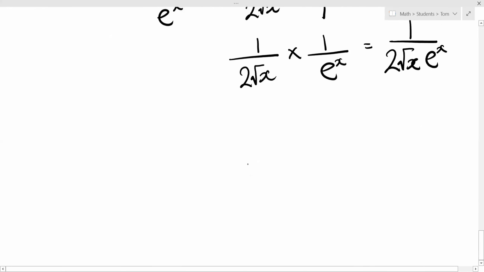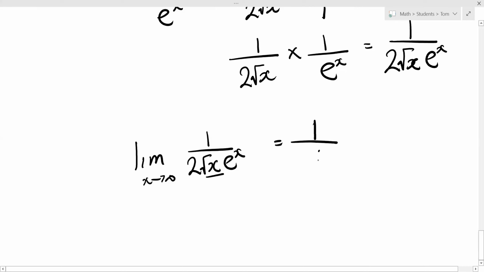Okay, so let's bring our limit back. The limit of 1 over 2 root x e to the power of x as x approaches infinity. Now what happens here? As x approaches infinity, root x also approaches infinity, and e to the power of x also approaches infinity. So it's like infinity times infinity. You can ignore the 2, since 2 times infinity will still be infinity. So overall, we have 1 over infinity.